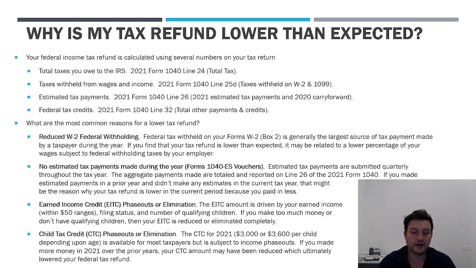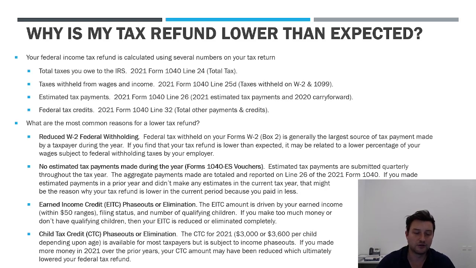Now, the estimated tax payments, I see a lot of taxpayers make this mistake. They make estimated tax payments during one year and they get a lot of money back. And then in the follow-up year, they don't make any estimated payments. And so they still owe the same amount of tax, but because you didn't have the payments made in during that year, you're not going to get as much back. You might not get anything back. You might owe because you didn't make any estimated tax payments.